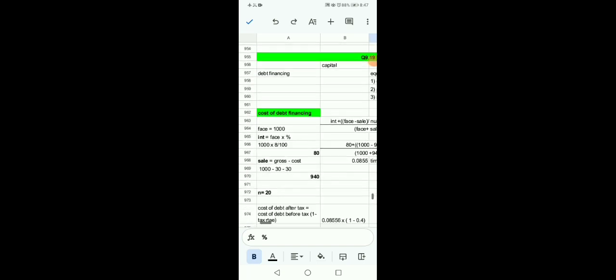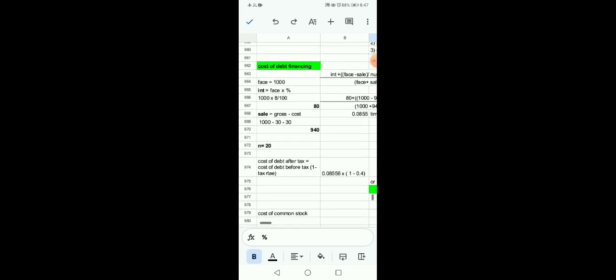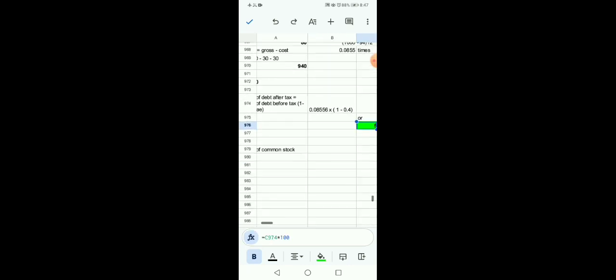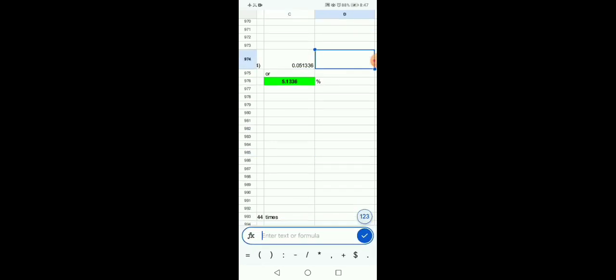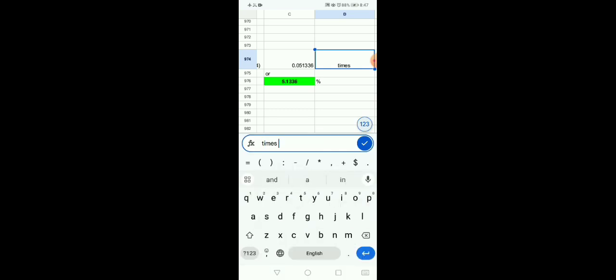Okay, so there were two costs which we have already calculated. Cost of debt, and the answer is 5.13 after tax, and cost of preferred stock, answer is 8.4%. Both answers we have calculated are in terms of percentage, and in terms of times we have also calculated. As you know, whenever you need to calculate WACC, weighted average cost of capital, for that purpose you need amounts in terms of times.